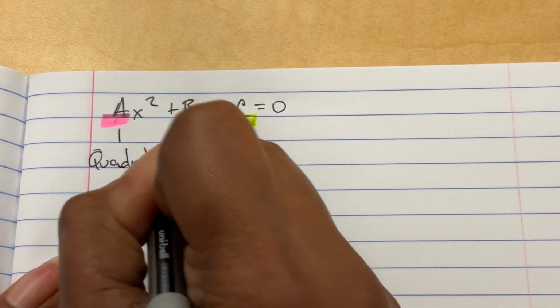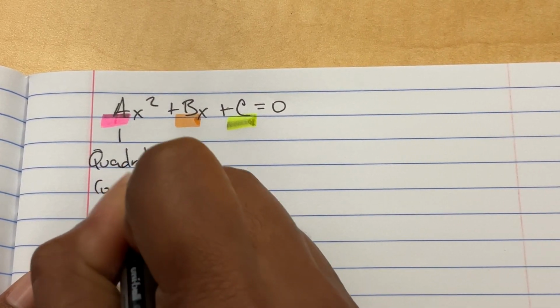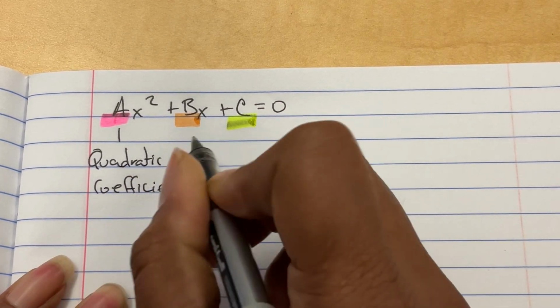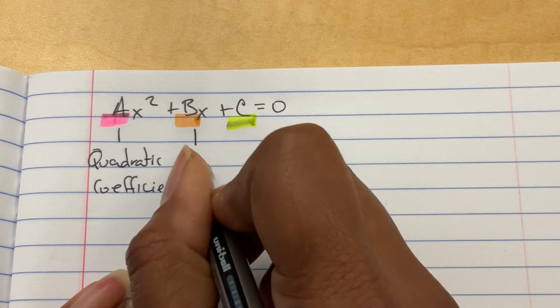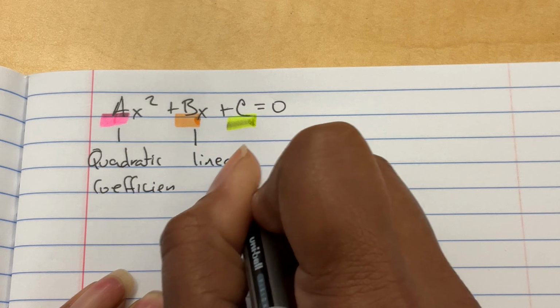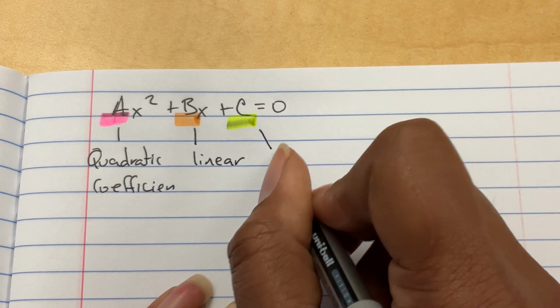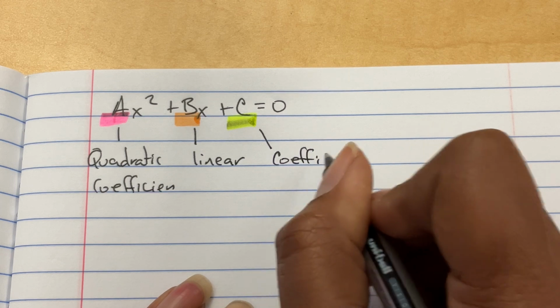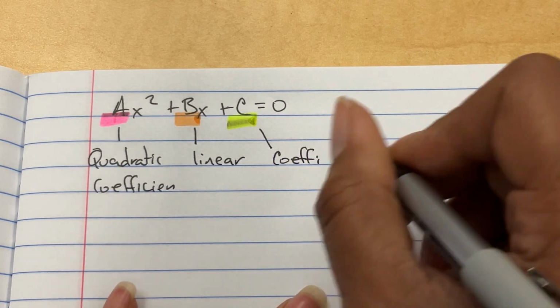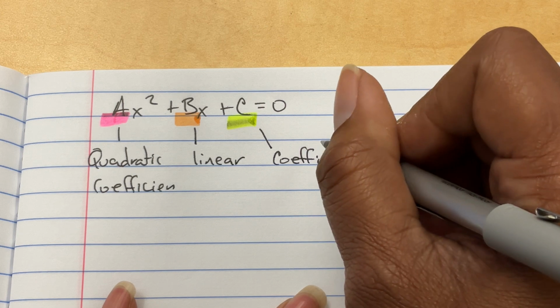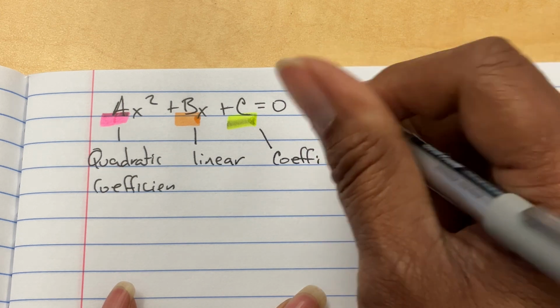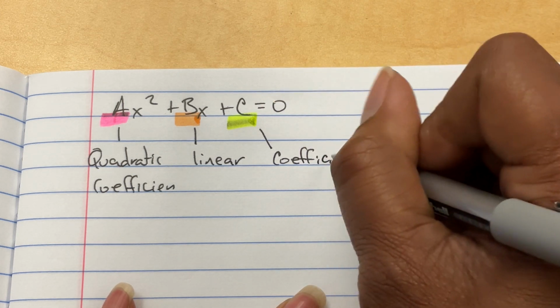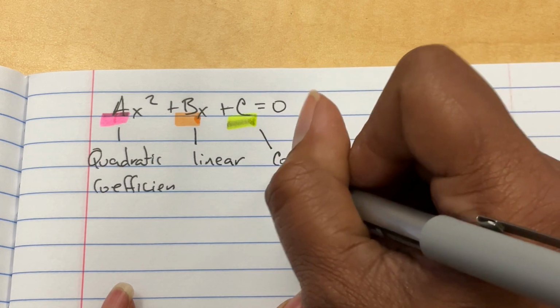Quadratic coefficient, linear, and this is the coefficient or constant. It's just a coefficient. And the reason why it would be a coefficient is because x to the 0 power is equal to 1. At that point, it's a coefficient. Otherwise, it's just a constant.